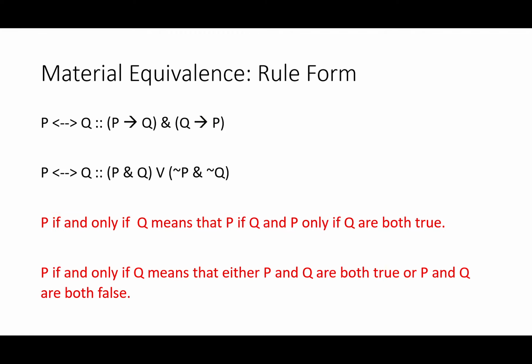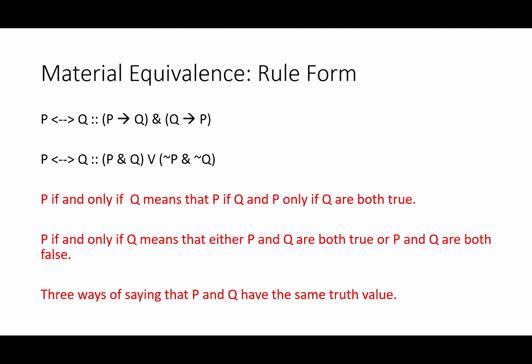Looking at the second version of the rule, P if and only if Q means that either P and Q are both true or P and Q are both false. If we know the truth table for the biconditional, that one shouldn't be surprising at all. These are three ways of saying that P and Q have the same truth value.